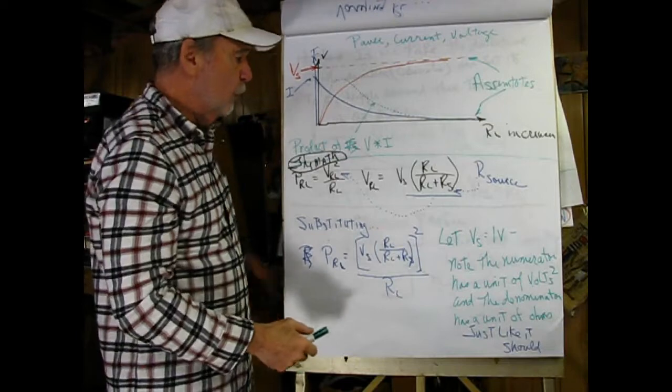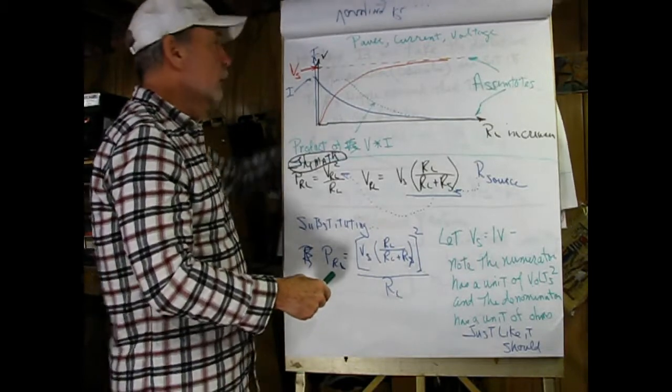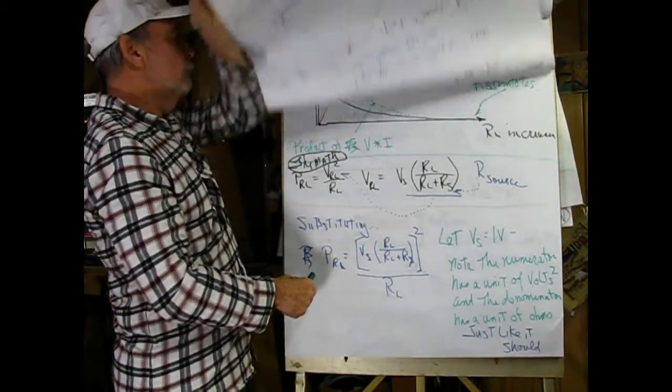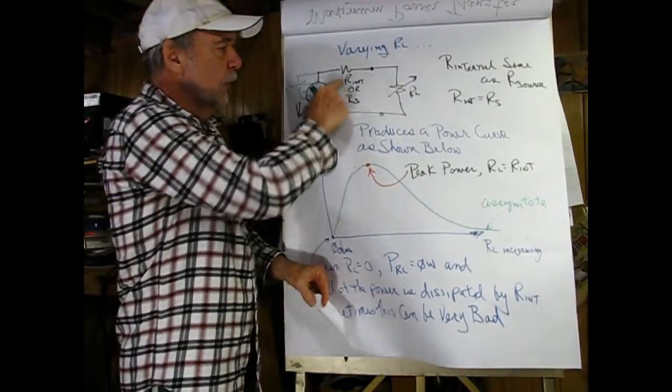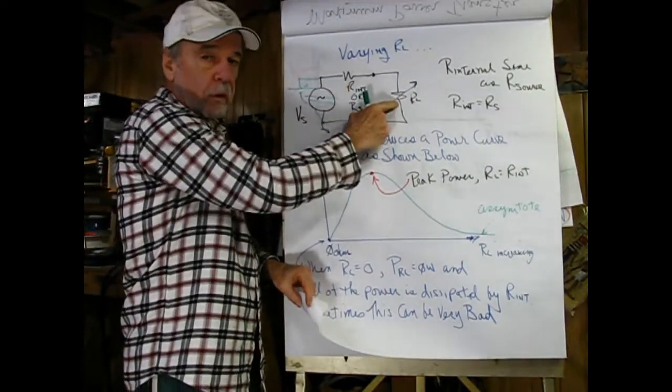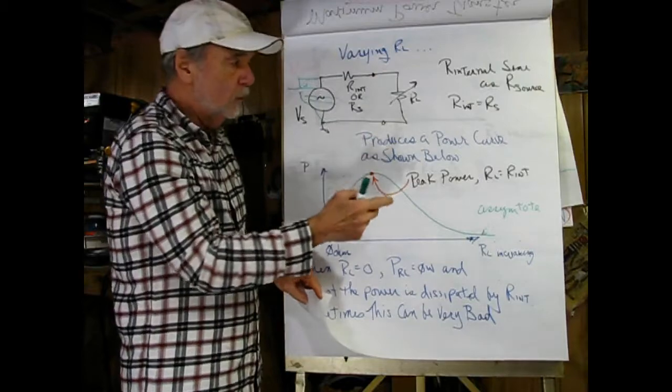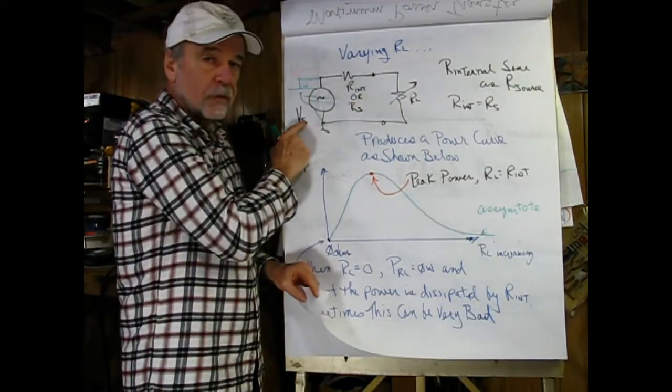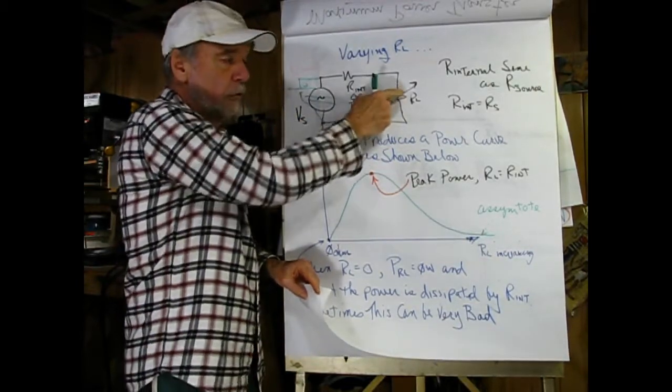For example, if we went back to the other page, and let me do that for clarity, if this were 1K and this were 1,000,000 ohms, obviously, using voltage divider, we can see that most of the source voltage, V sub S, would be dropped across the load.